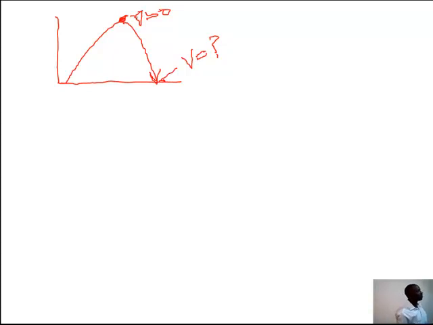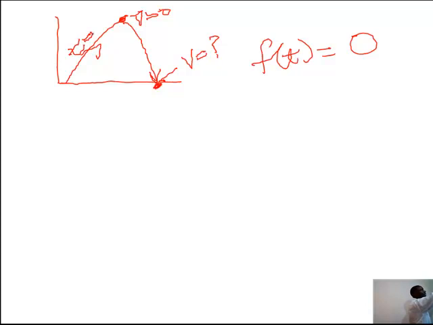In order to find the velocity when the ball hits the ground, one thing is certain: when the ball hits the ground, our f of t is going to be 0. That is, the height of the object is going to be 0. So when the height is 0, and we've calculated that the time taken to reach maximum height is 5 seconds, the time taken to reach the ground from there will also be 5 seconds.